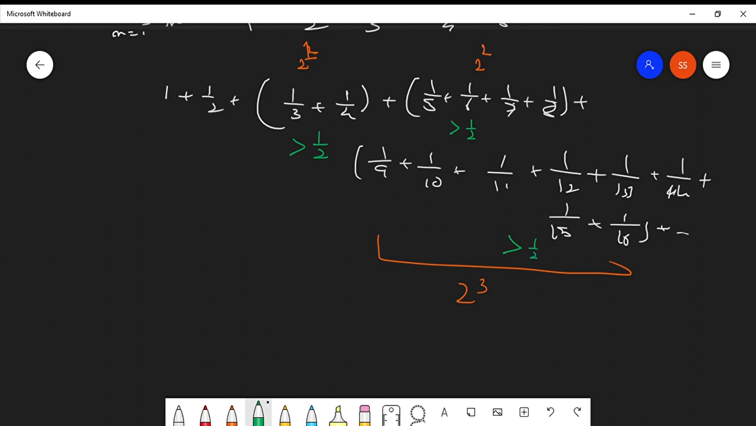So what we conclude from here is that the partial sums of this series are unbounded. It keeps on continuing infinitely. Every single group of this form will be greater than 1 over 2. So if you take any partial sum of this series, it will always be greater than 1 over 2. Are you getting my point?